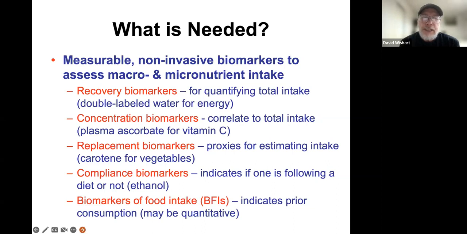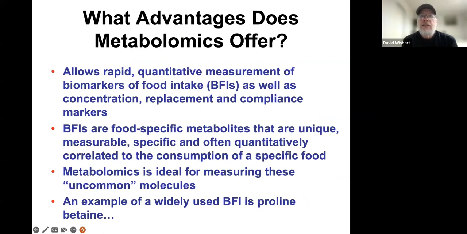But more recently, and an initiative I was involved in for the last 6 or 7 years, is the idea of developing biomarkers of food intake, or BFIs. And these can be both quantitative or qualitative. And the idea is to identify these and use them as a way of monitoring what people are actually eating. So in terms of dietary assessment, metabolomics does allow us to start looking at these BFIs, as well as the concentration, replacement, and compliance markers, because we're able to measure so many different chemicals.